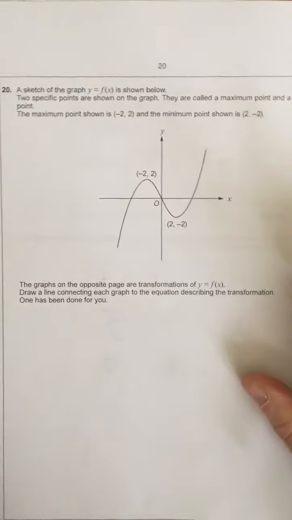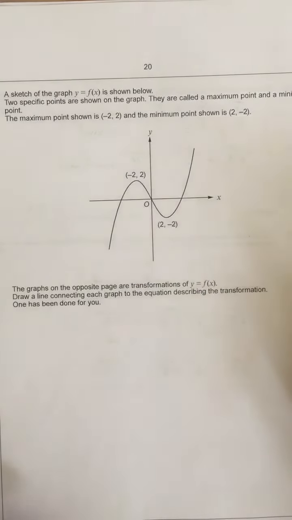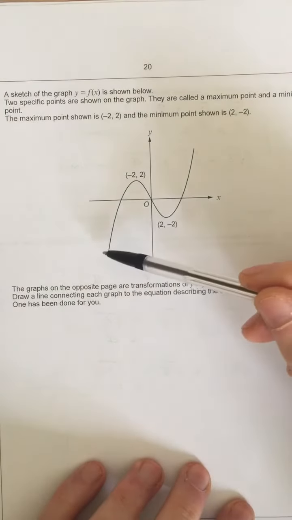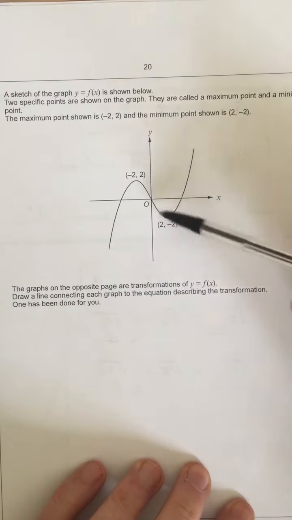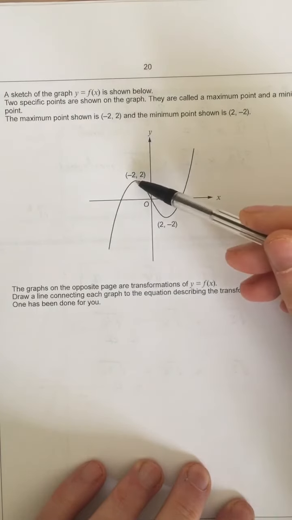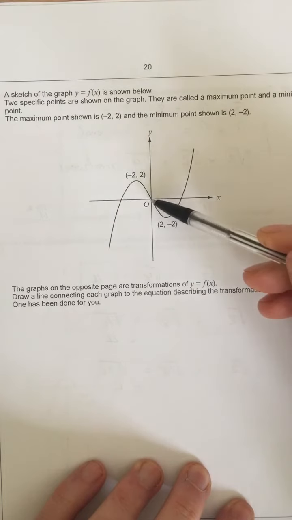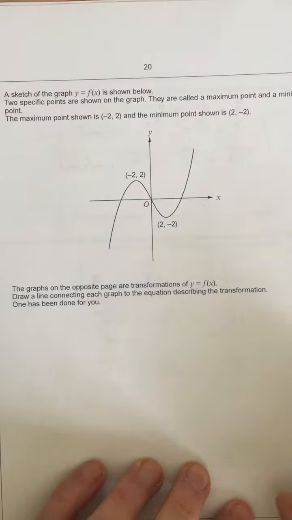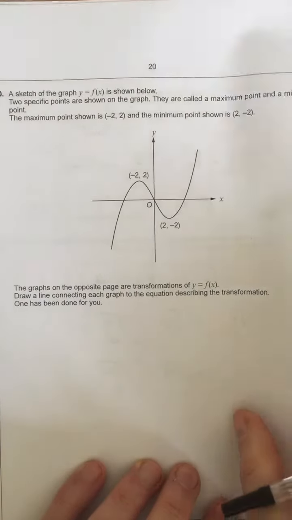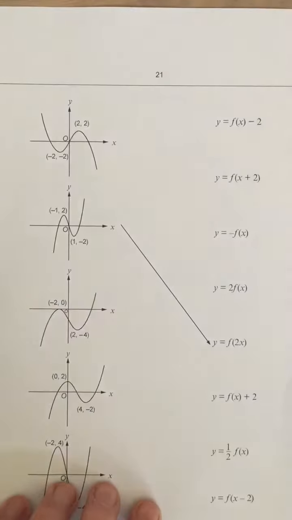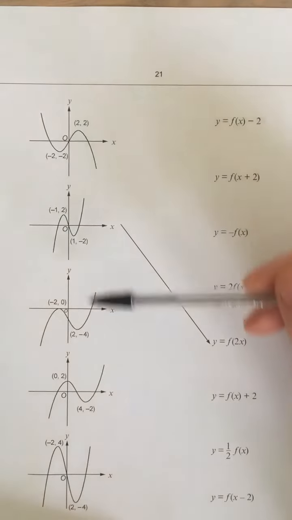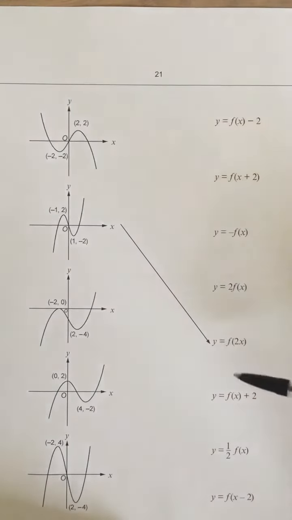Now, question 20 is all about transformation of graphs. They give us this original graph, which is a cubic graph, you can tell from the shape, marking 2 important points, -2, 2 here, and 2, -2, and the fact that it goes through the origin. But what the question has are lots of different transformations of that graph, and we have to identify it to the correct function.